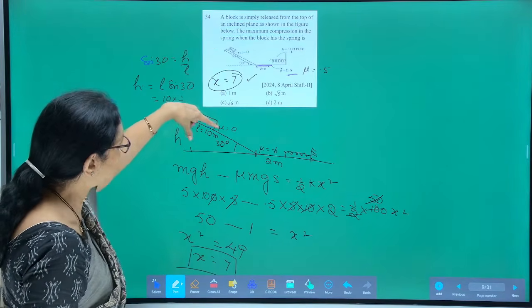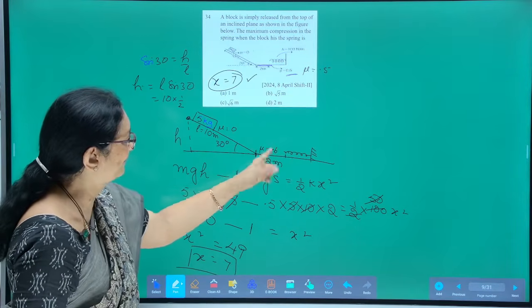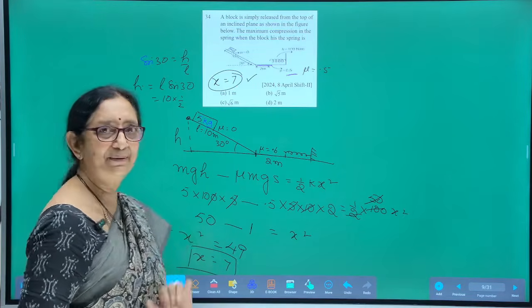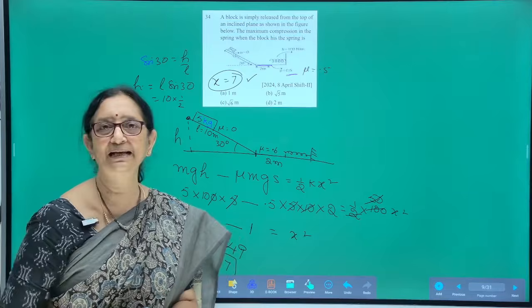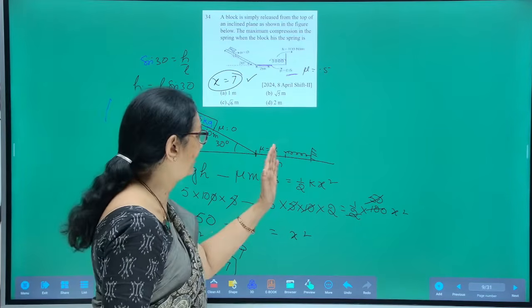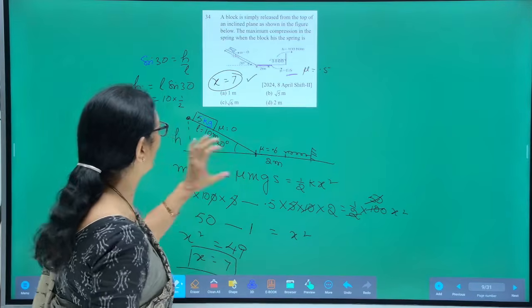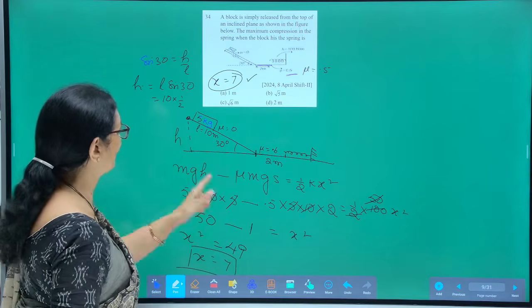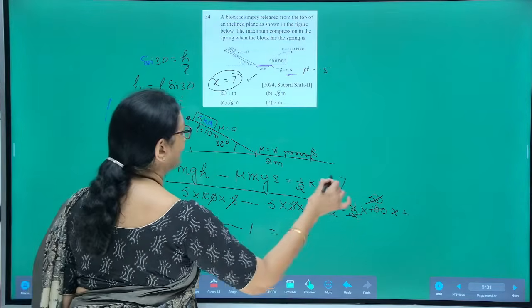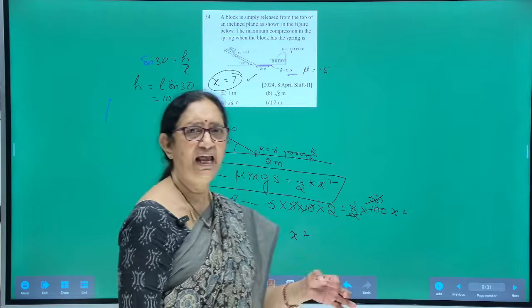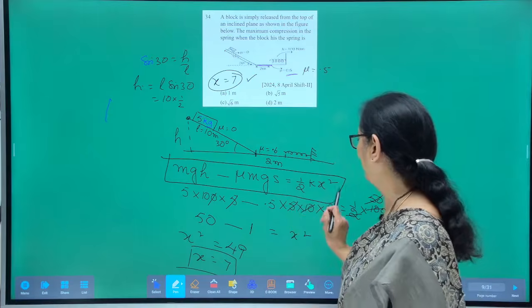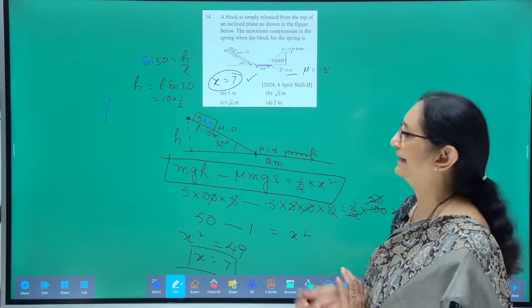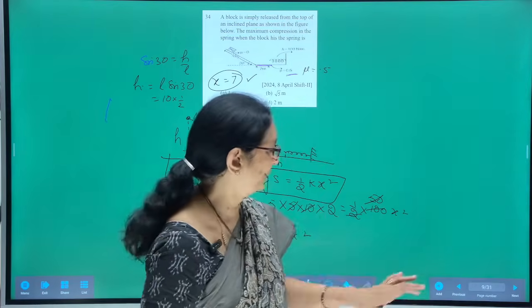The body slides down the incline, moves on the rough surface, then strikes the spring. What is the maximum extension produced? Maximum extension is produced when the entire energy of the block is converted, velocity is 0 and it is converted into potential energy. What is the energy remaining with the block just before touching the spring? That is mgh minus mu mgs, that is equal to half k x square. Everything else is given except the value of x here. We just find the value of x taking the data given. Okay. So that is the problem. Go to the next problem.